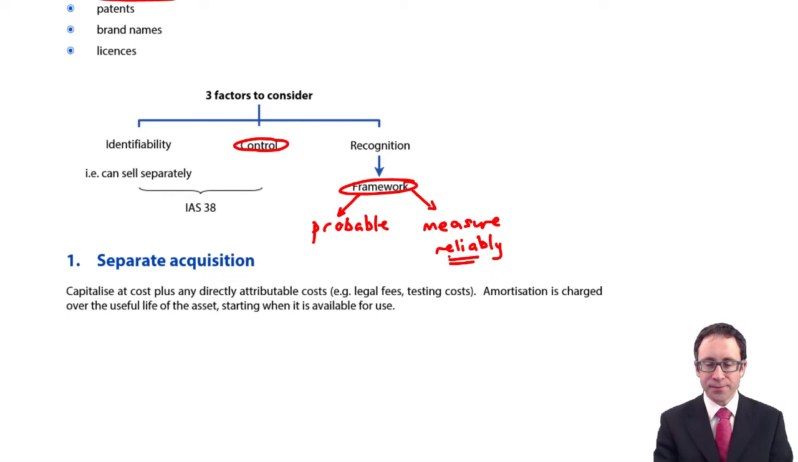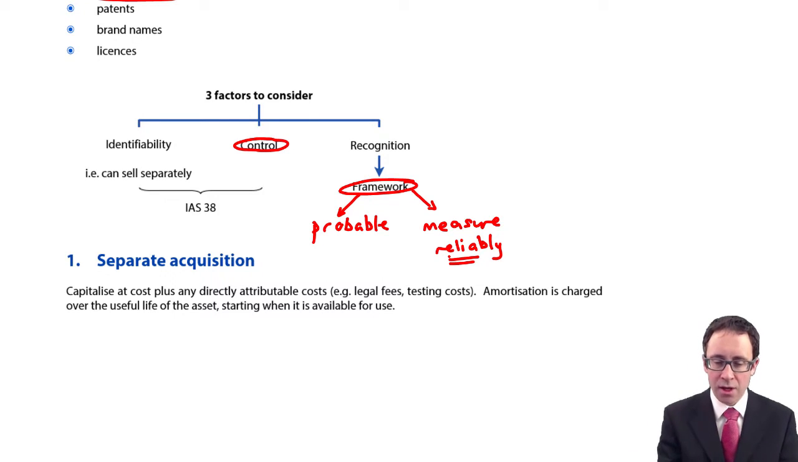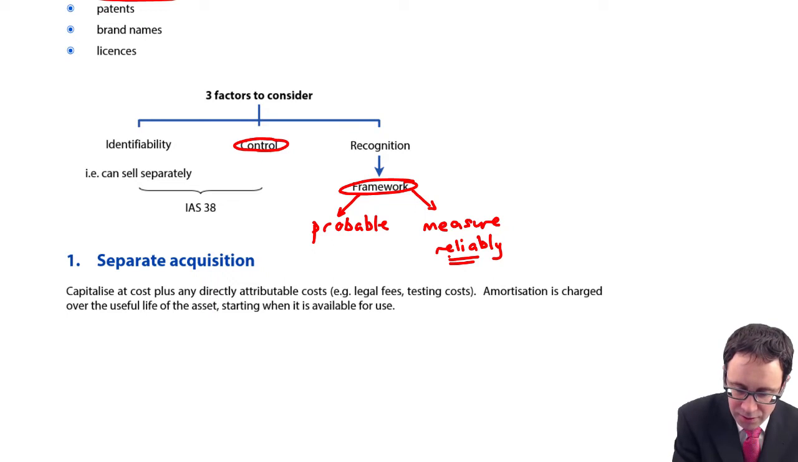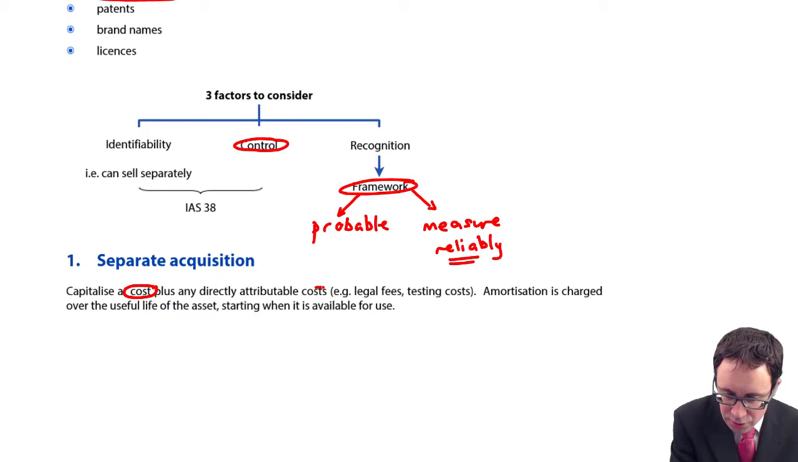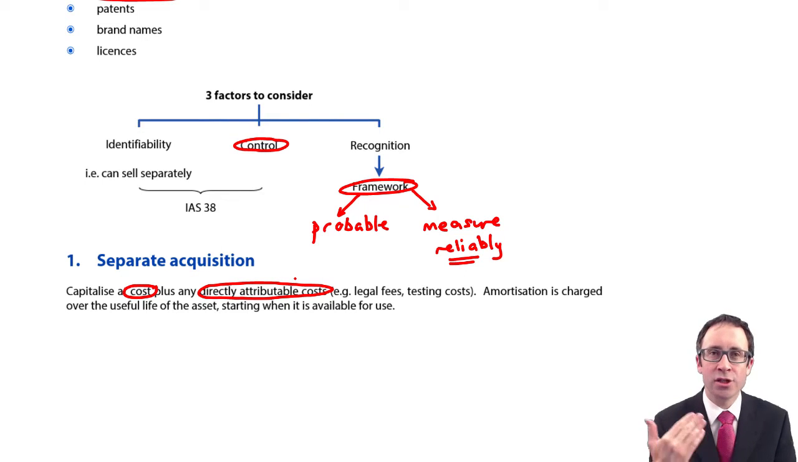intangibles. Okay, so the first one that we've got is if you go out and acquire an intangible separately. So if you purchase a patent, or you purchase a license, how do we deal with that separate acquisition as an intangible within the standard? Well, it's very much like the acquisition of property, plant and equipment, because what you do is you capitalize at cost plus any directly attributable costs. So are there any legal fees in terms of making that patent legally secure?